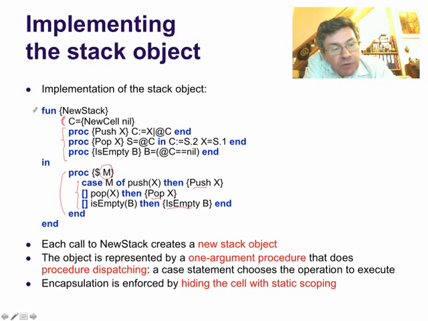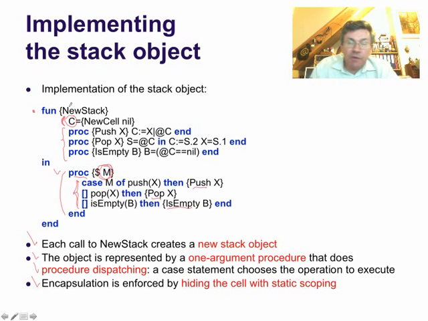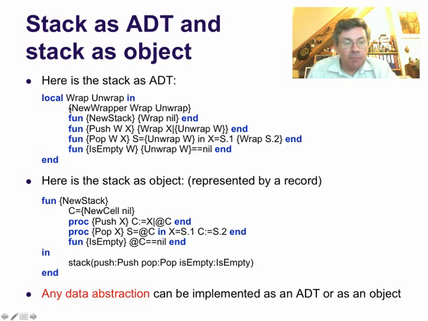Each call to this function new stack will create a new stack object. The object is represented by a one argument procedure. The procedure does what's called procedure dispatching. That means the procedure has a single argument that represents the operation, and it uses a case statement to pick the operation to execute. And finally, the encapsulation is enforced by the cell being hidden using static scoping. So that's the typical way that objects are implemented.